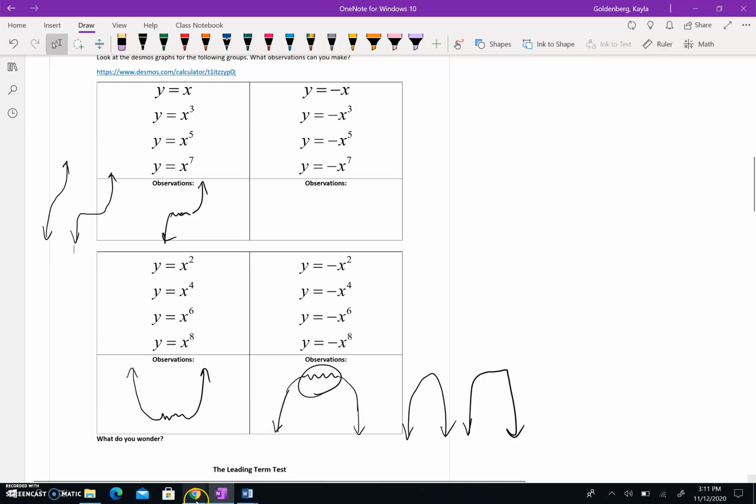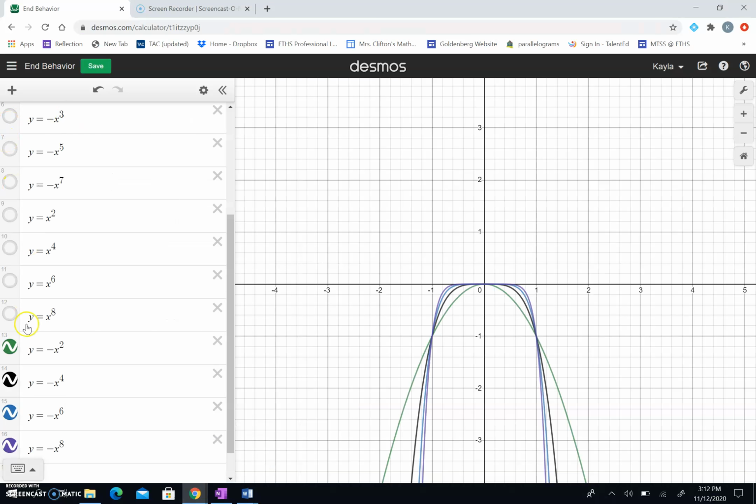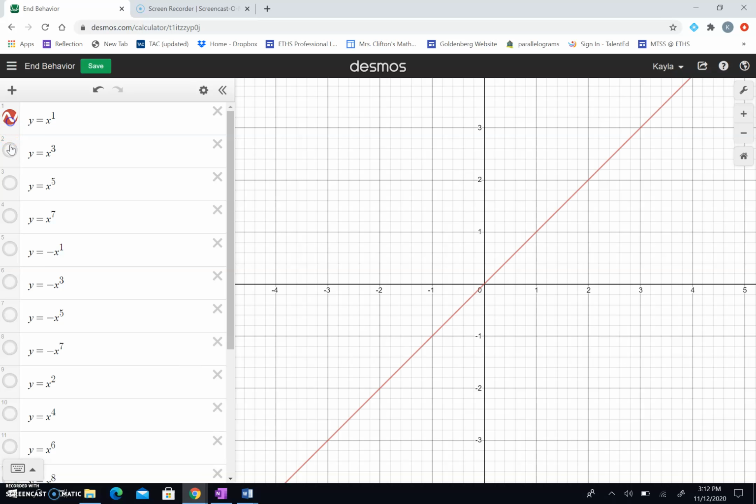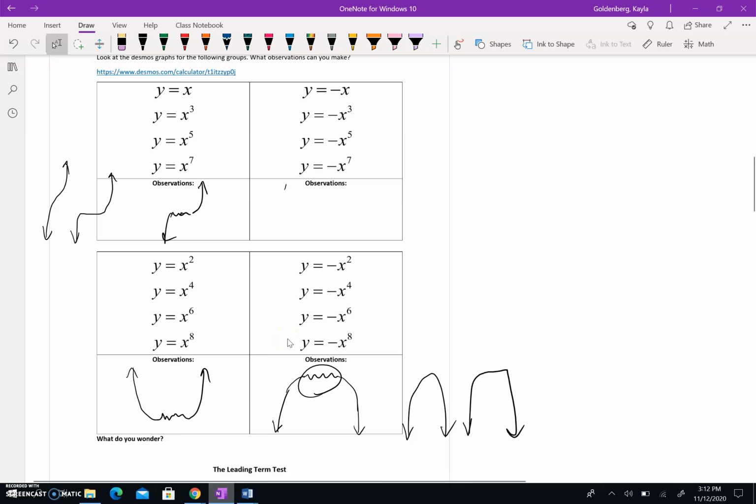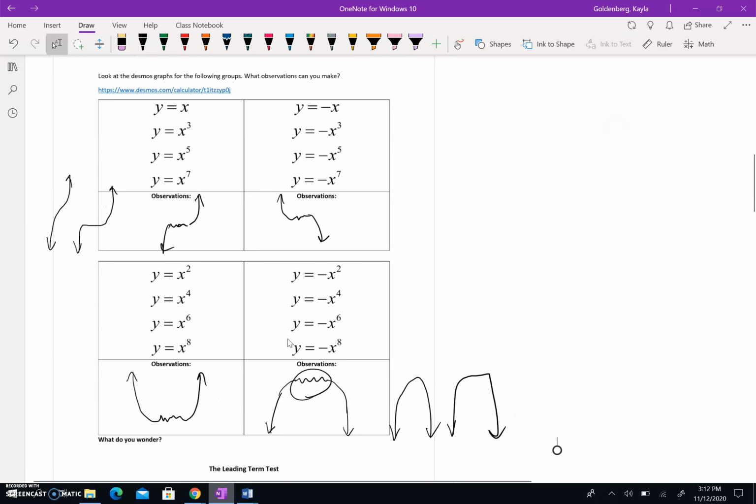If we go back to the graph, some of them are very tight to the axis. If we take a look at those. So here were those. Notice as you go higher and higher, right? Red to green to black to purple, it gets closer and closer to that axis. Okay, same kind of idea here. So that's the general shape of these graphs.